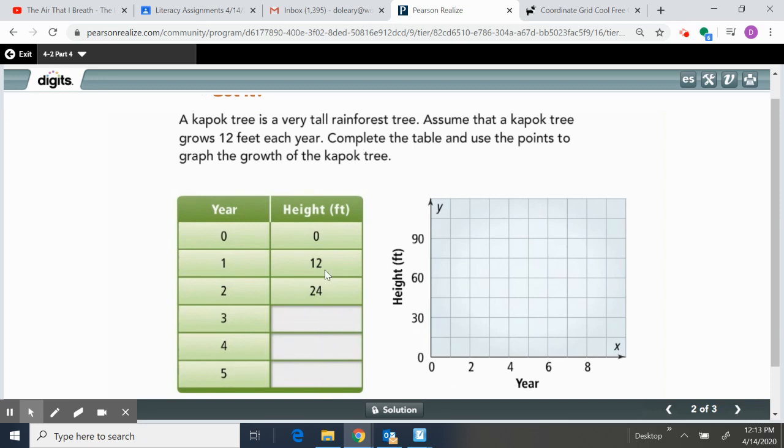So 0 up 12. Then another 12 is 24. Another 12 would be 36. Another 12 would be 48. And another 12 would be 60. Okay, and I gave all the answers away, didn't I? But that's okay. So then you would have to think of where the points would be. 0, 0. Well, that's easy. That's right in the corner there. 0, 0. 1, 12. Well, where would that be? Well, there's 1. Well, where would 12 be?